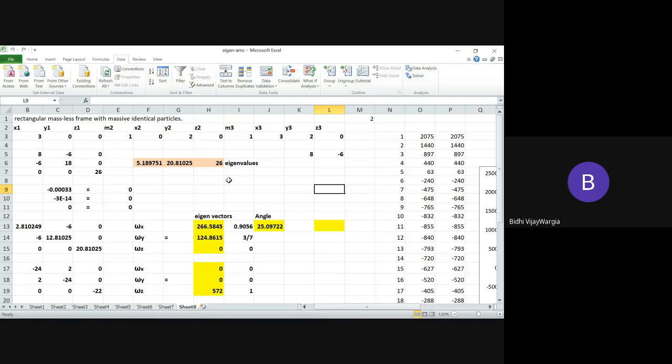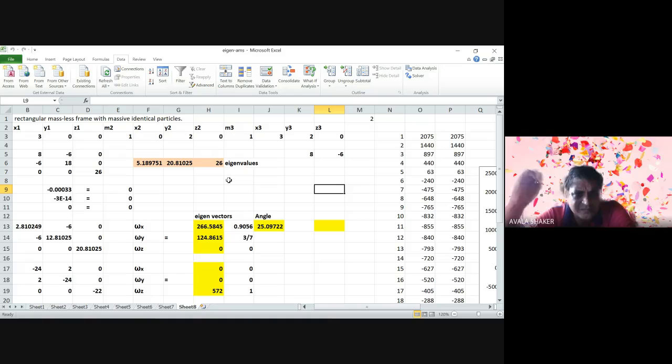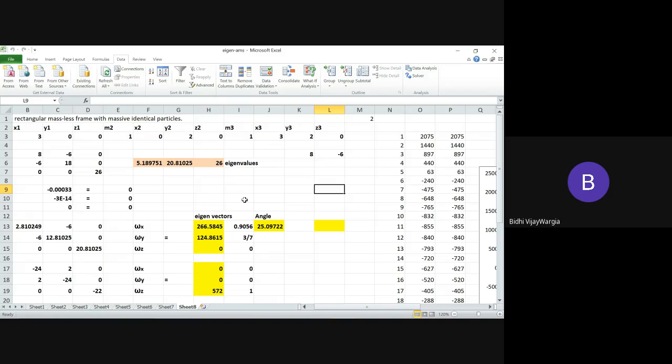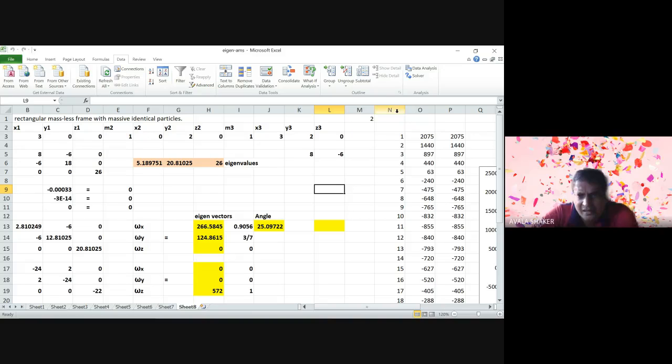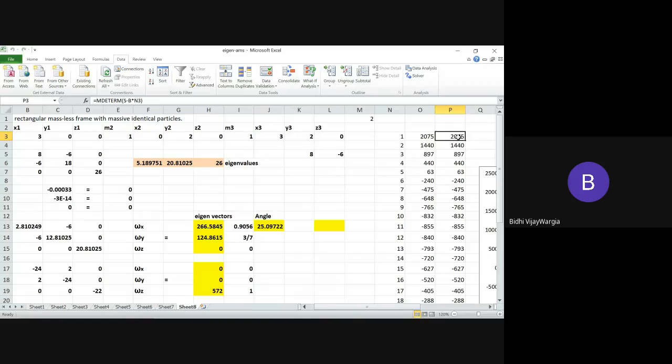Can you show the formula of N and O? Which formula? N and O. What you have done in N and O? Column number N and O. Yes, sir. What you have done?